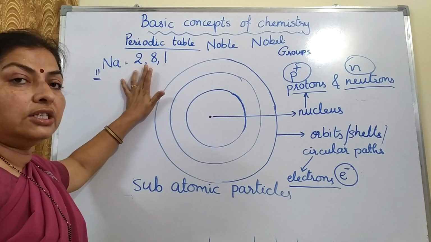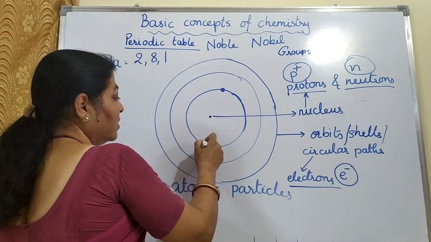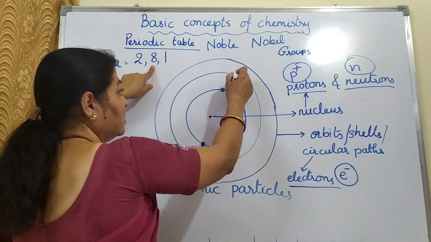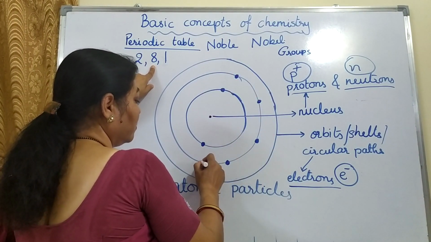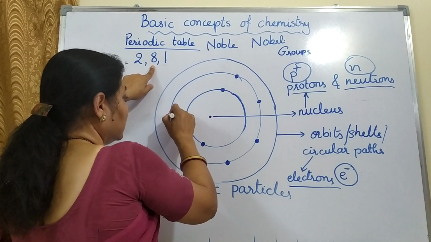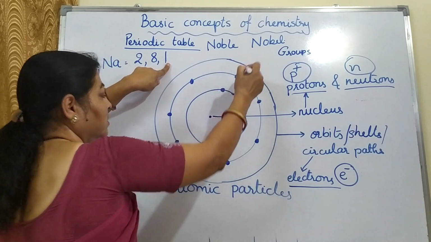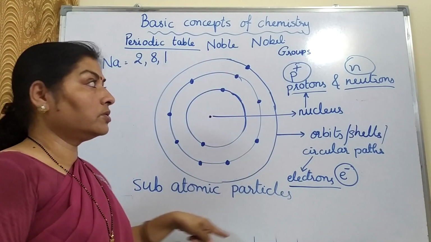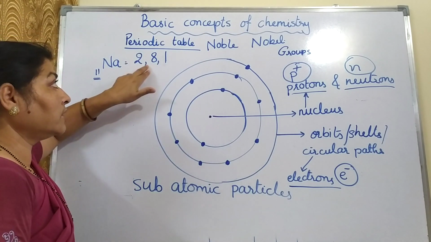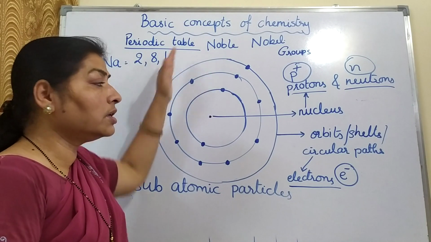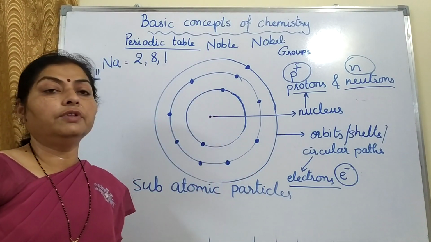What do these 3 digits indicate? The first orbit in sodium will have 2 electrons. The second shell will have 8 electrons. And the last digit is 1. So the third shell will have 1 electron. So this is what is indicated by the electronic configuration. Electronic configuration indicates the distribution of electrons in the orbits or shells around the nucleus of the atom.